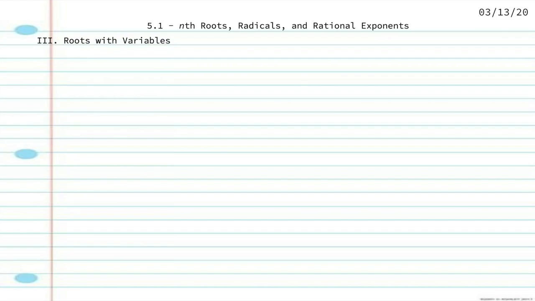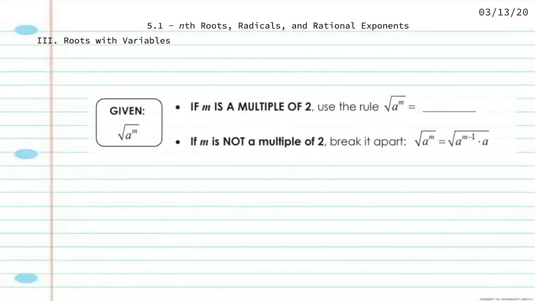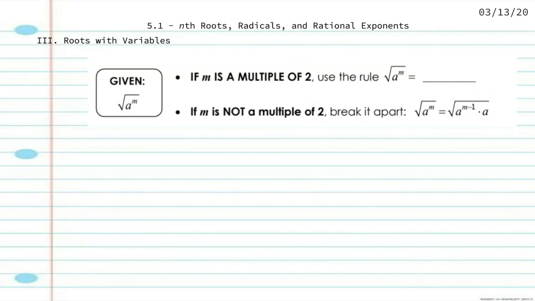We have finally made it to the last section in our notes. Section 3 is talking about roots with the variables. So how do we take a root of something when there's a variable inside the root? This is an example that will help you walk through it. In this given example, you have the square root of your radicand raised to an exponent.